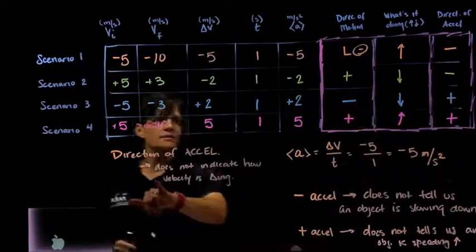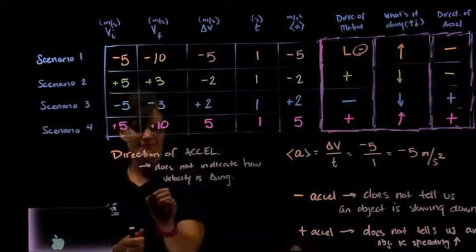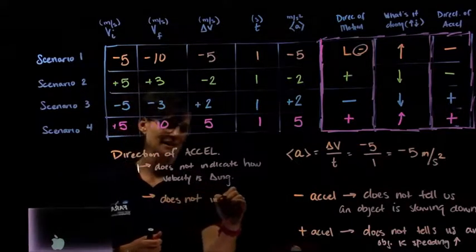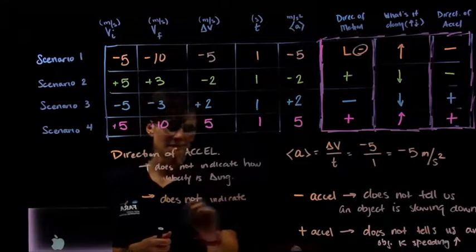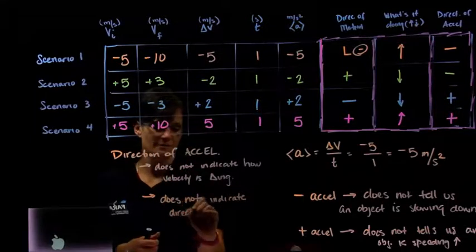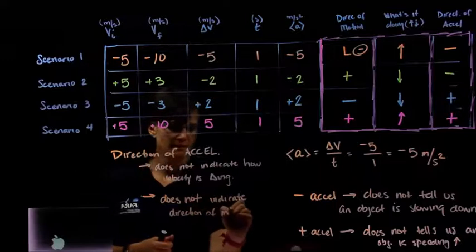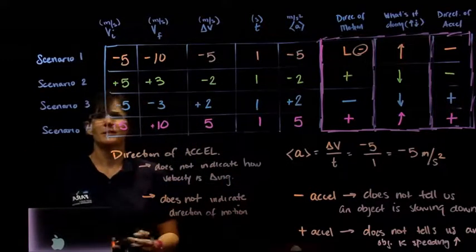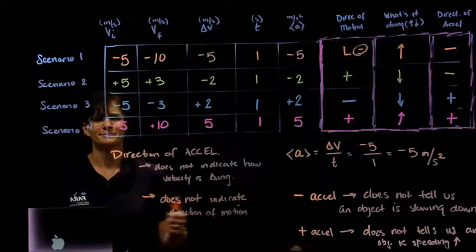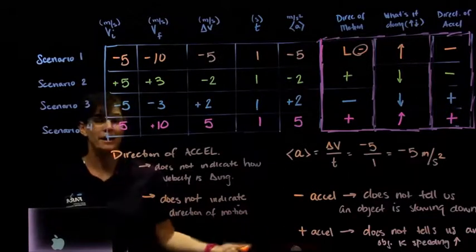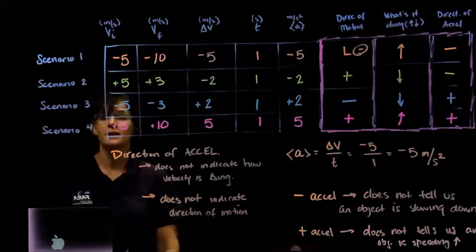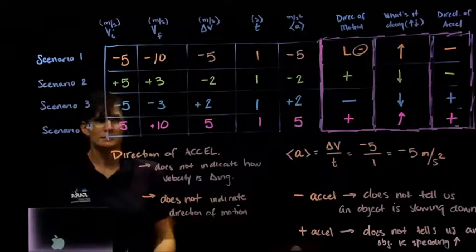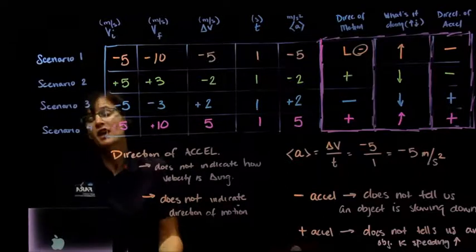So the direction of acceleration does not indicate direction of motion like velocity does. So what does it indicate? It doesn't tell us what the object's doing or how the velocity is changing. It doesn't tell us what direction the object is going. So what does it tell us? Well, it tells us the direction of the change.